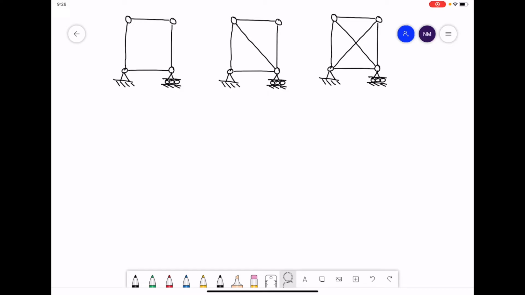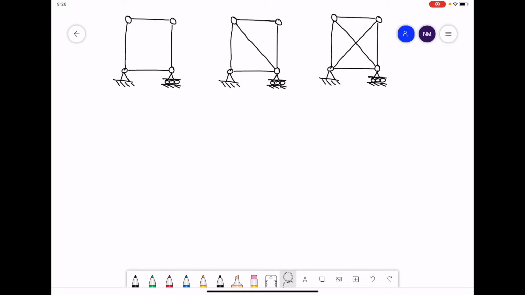If the number of unknown reactions or internal forces is greater than the number of equilibrium equations, then the problem is said to be statically indeterminate. There are three classes of frame or truss. First one is mechanism. If there are more equilibrium equations than unknown forces or reactions, the system is unstable and not a structure, but is called a mechanism.